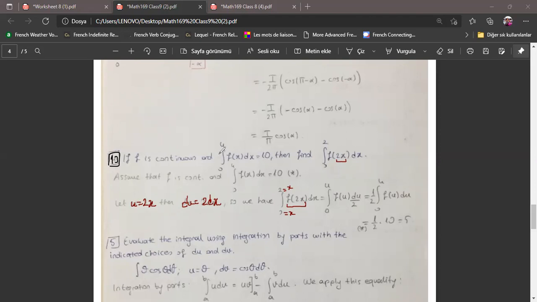As we know this equality now, what do we get? 1 over 2 times 10, which gives 5. So we're done. This was the integral we were trying to find, so it's 5.